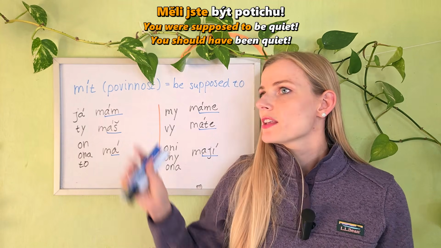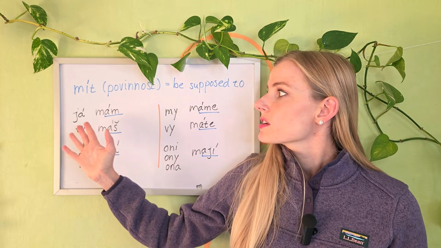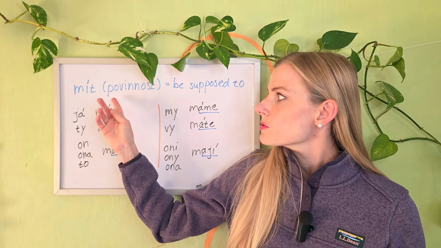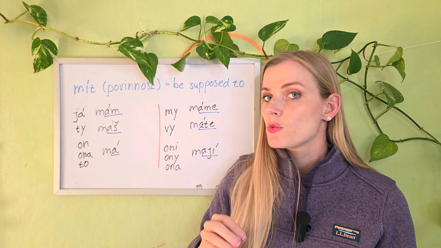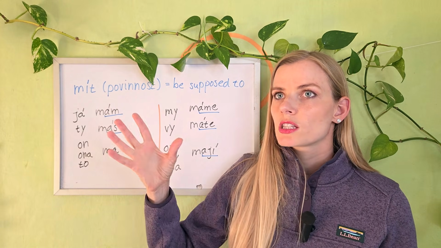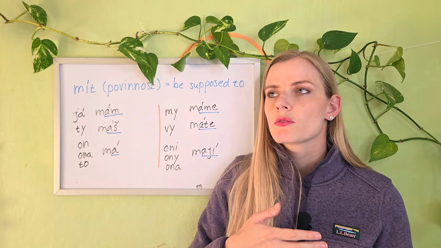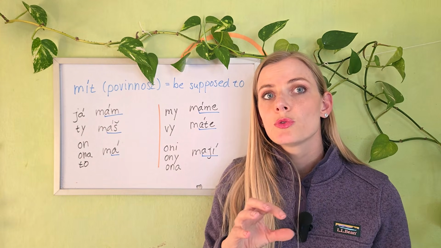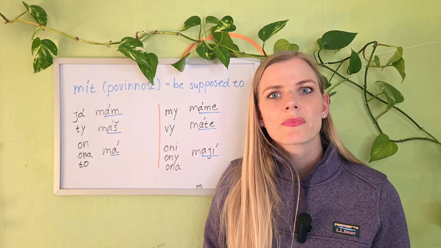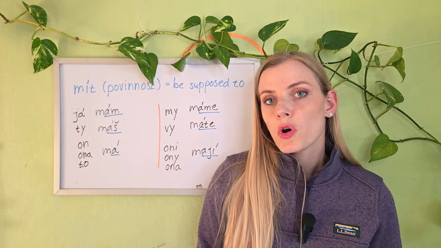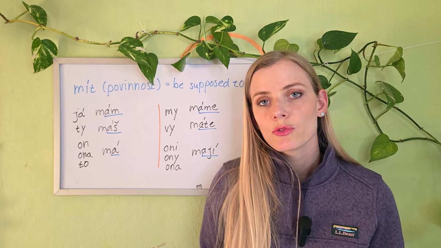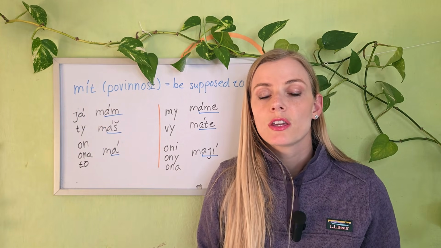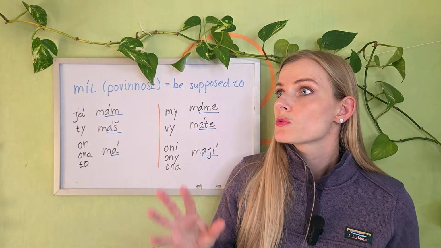This verb doesn't have the future tense. If you want to say that you will have an obligation in the future, you could use the word povinnost. In that case, it would make sense. Budu mít povinnost chodit do školy. I will have an obligation to go to school, attend school. But you cannot say budu mít chodit do školy. You could say budu muset chodit do školy. I will have to go to school. But mít by itself does not have a future tense when it means to be supposed to.